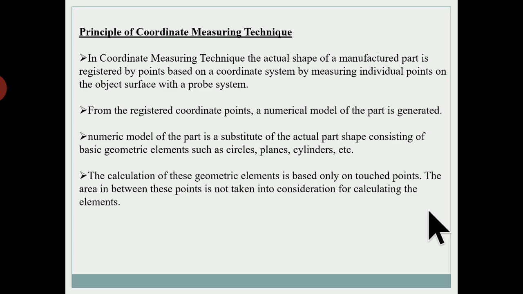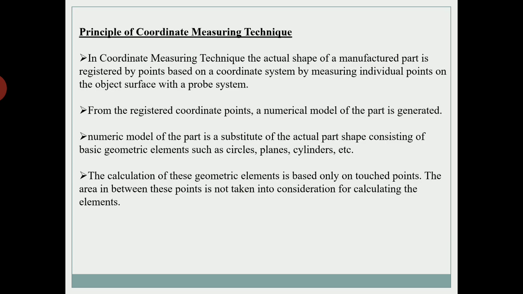Then, the principle of the coordinate measuring technique. In the coordinate measuring technique, the actual shape of a manufactured part is registered by points based on a coordinate system, by measuring individual points on the object surface with a probe system. That is, a point cloud is generated using the CMM. And from the registered coordinate points, a numerical model of the part is generated.